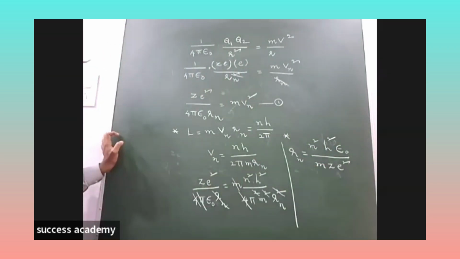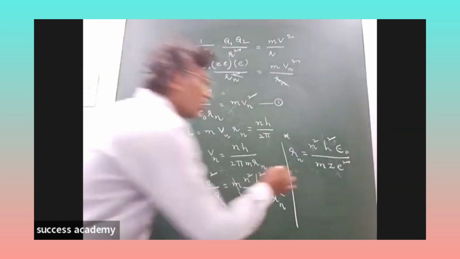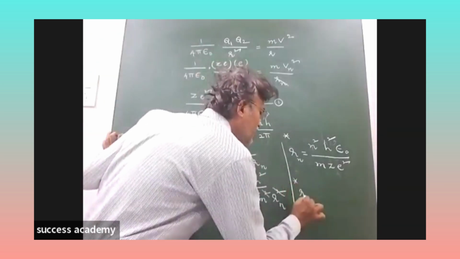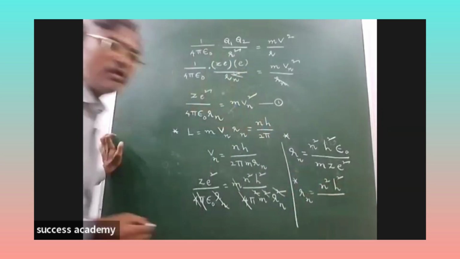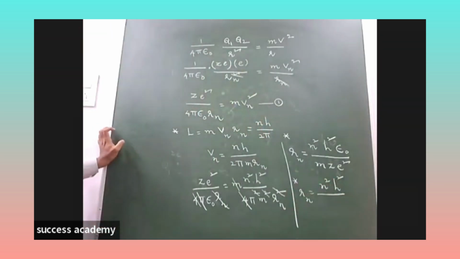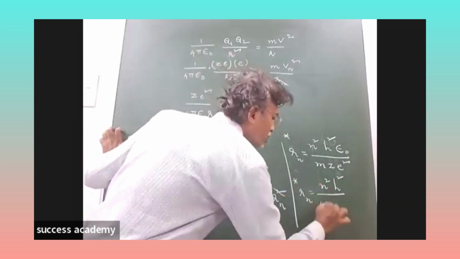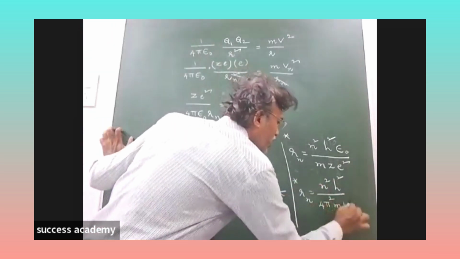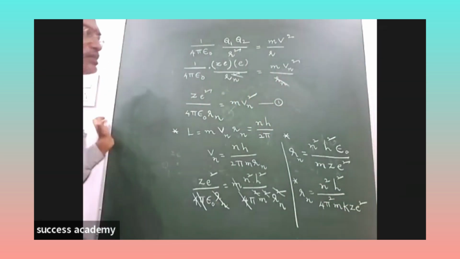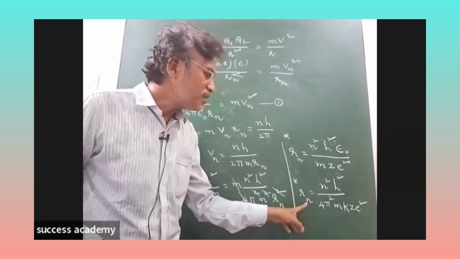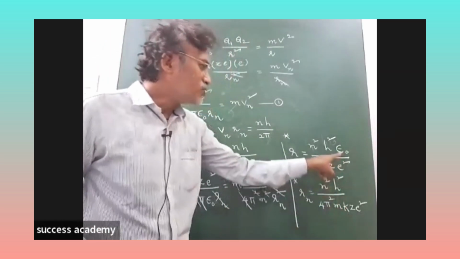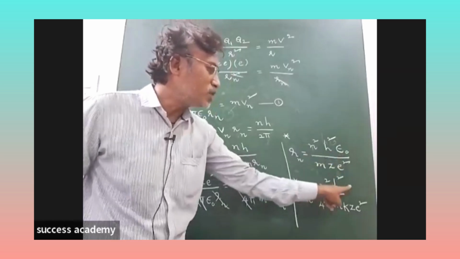This value here we are representing in some other way. Listen, Rn is equal to, this is also another formula, n square h square by 4 pi square m k Z square. This is another form. This is the actual formula which we got from here. This is the adjusted formula. What is the adjustment here? K is one adjustment. Observe here epsilon naught is present, here there is no epsilon naught.